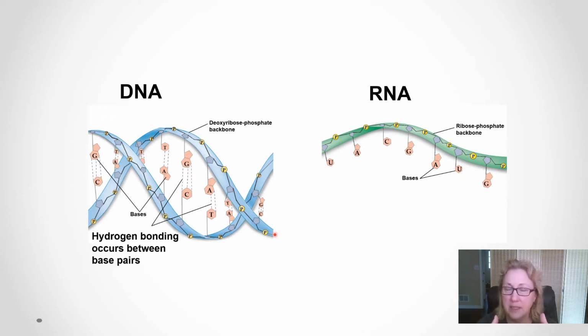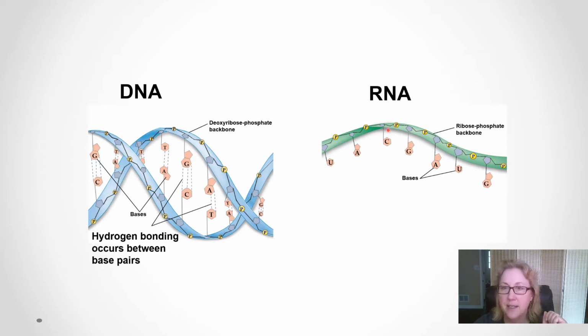Hydrogen bonds can be easily separated with heat, which is what we do during a PCR reaction, is heat up the sample, and that separates those hydrogen bonds. You might have heard that the COVID test is a PCR test, and we'll learn more what PCR is later in the semester.